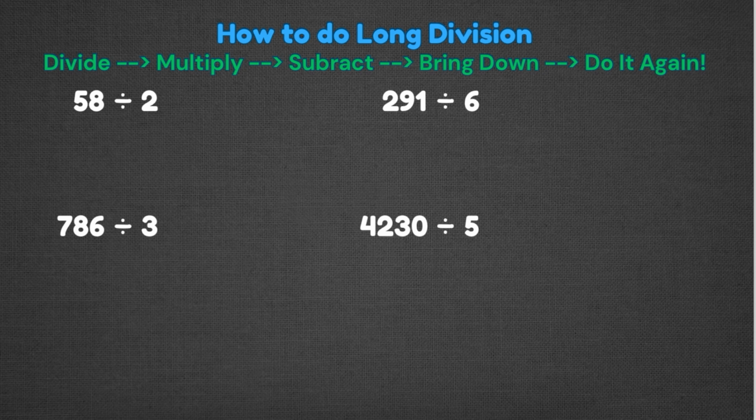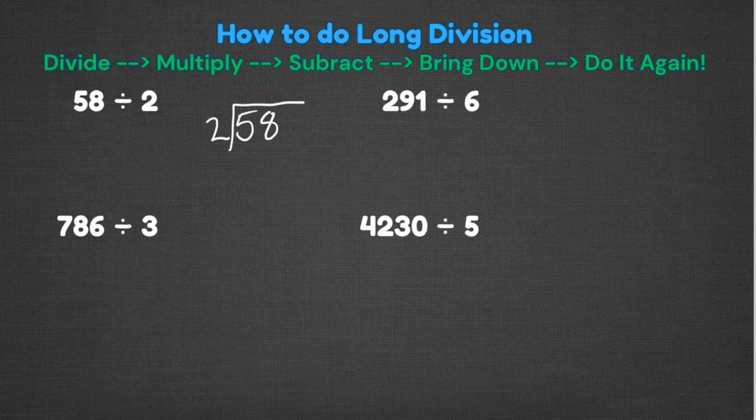Hey everybody, today we get to do some long division. So let's jump right in. The first important thing that you know is that when you're doing long division, you have to be able to set up the problem. So 58 divided by 2 looks like this. Once it's set up, what we do is we take this digit by digit.